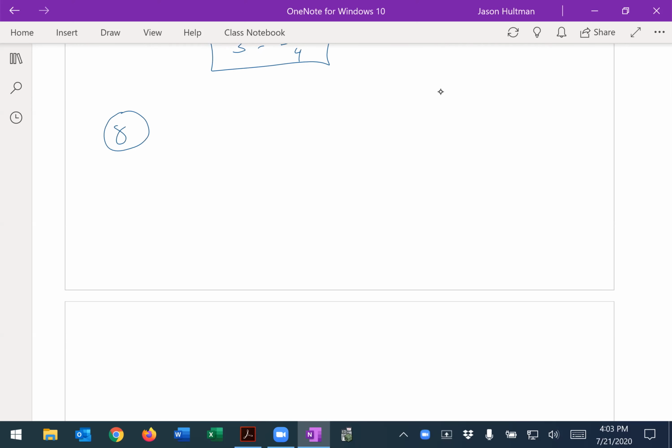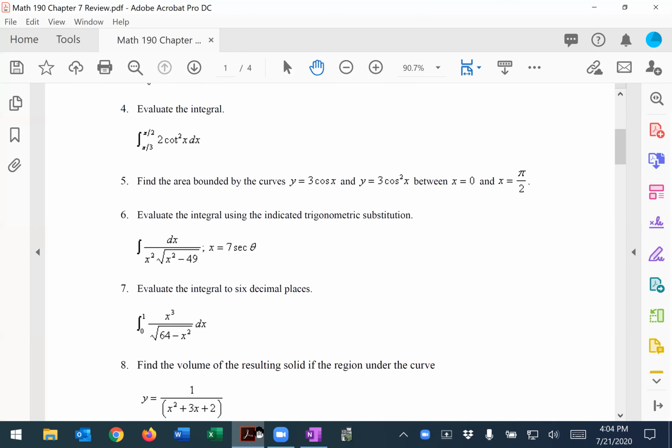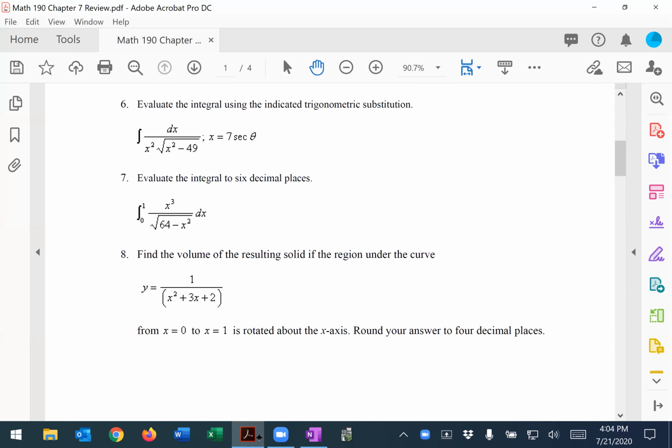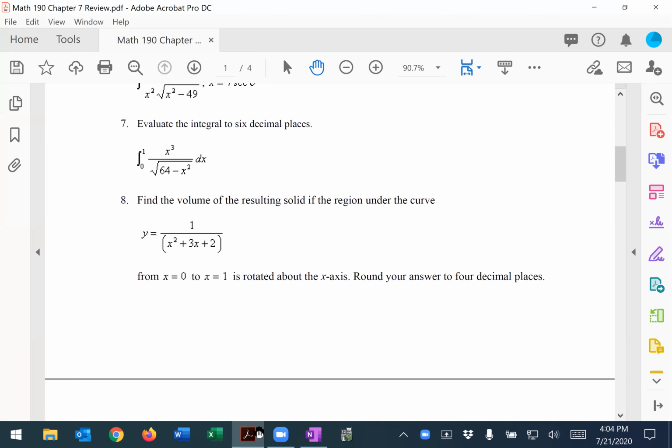Okay, number 8. Oh yeah, number 8 is fun. Partial fraction decomposition on this one. It says find the volume of the resulting solid if the region under the curve is this. Solids of revolution, so this is pi r squared, right? Pi r squared from 0 to 1, rotated about the x-axis.